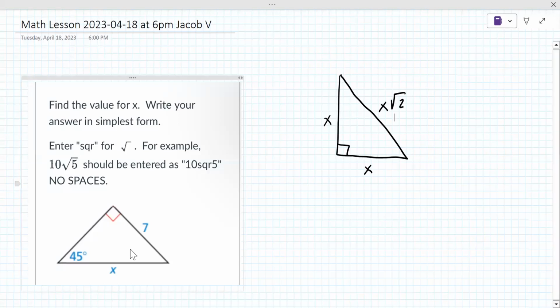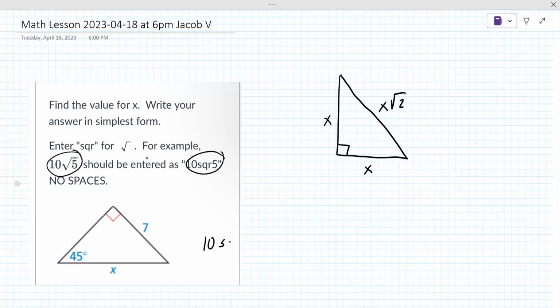So in your case, you're given the leg, so it would be 7 square root 2. Yes. Okay. All right. Should I input that in the calculator or do I put it as that? Yeah, the way it says here, if the answer is 10 square root 5, it should be answered as 10 SQR 5. So the answer would just be 7 square root 2. Yes.